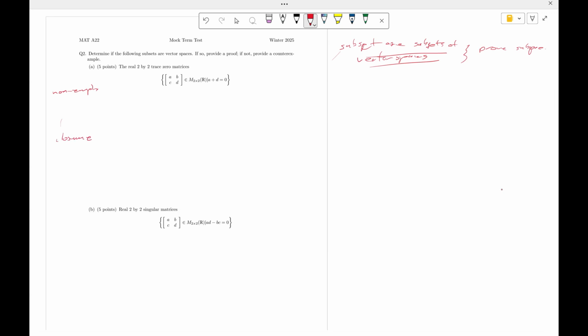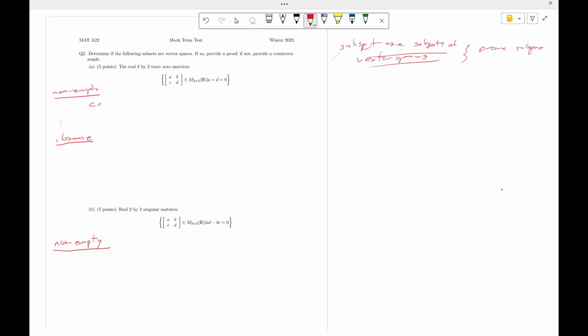What we can do is attempt to do this for both, our first and our second. Sometimes when we do this, in the attempt to prove closure, a counterexample will come up. For non-empty, we want to show that it has an element. We can show anything, but typically showing the zero is valuable because if zero is in it, it's not empty. If zero is not in it, it's not a vector space.